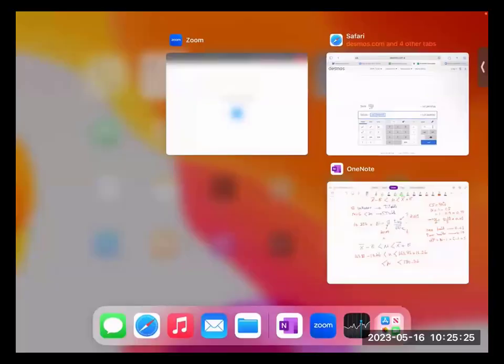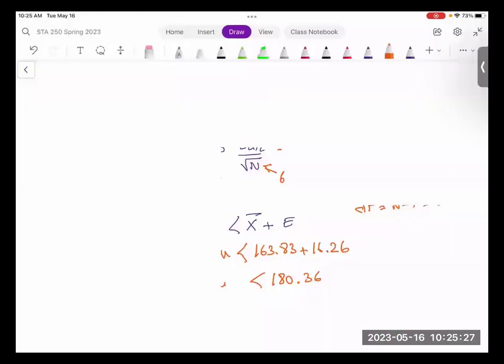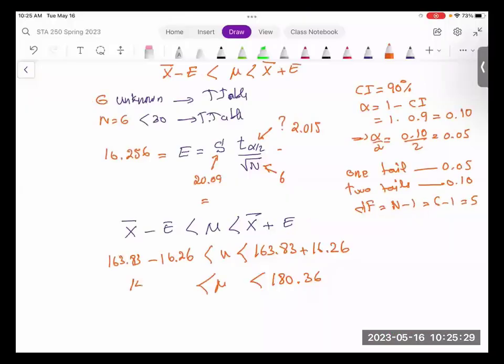$147.30. Okay, you get your confidence interval, guys.